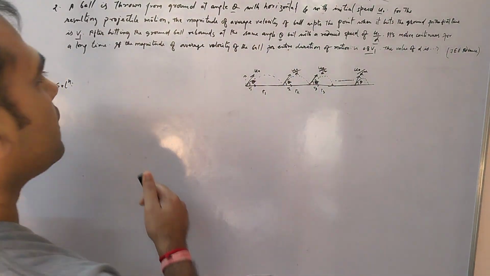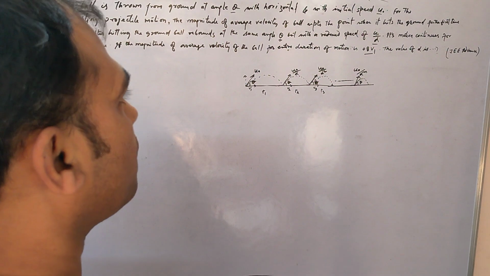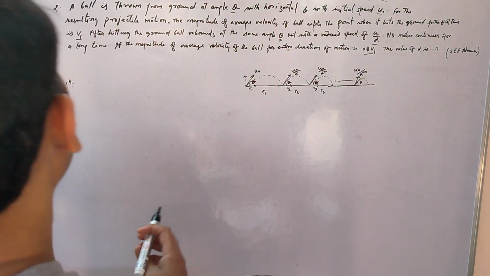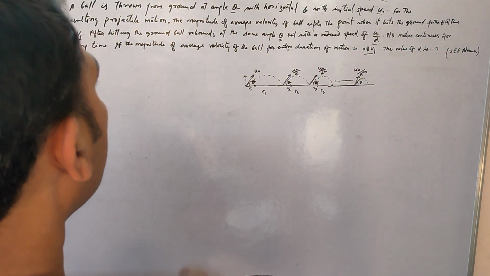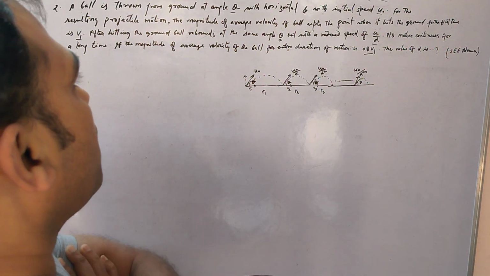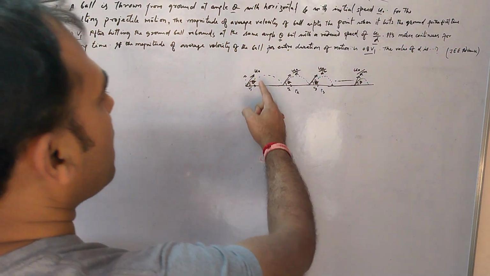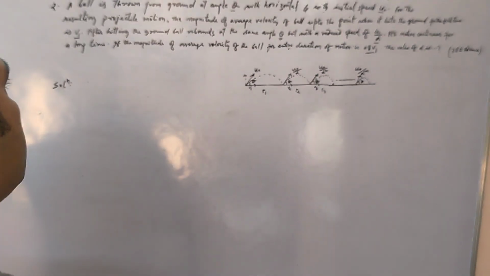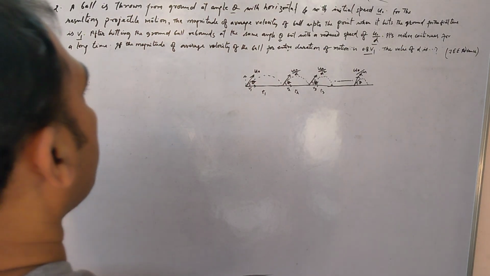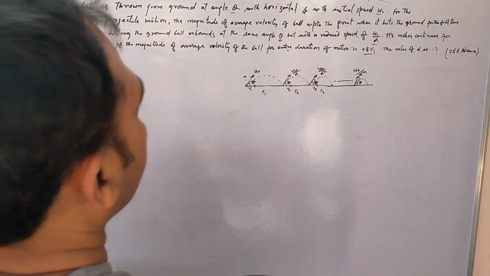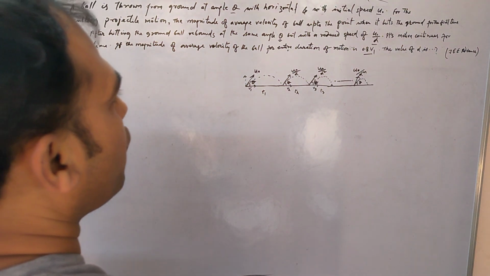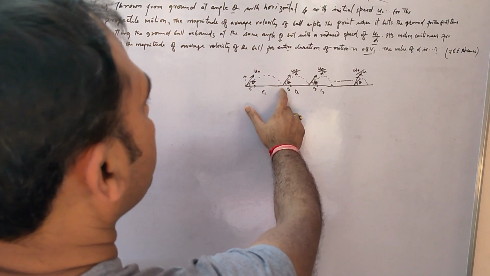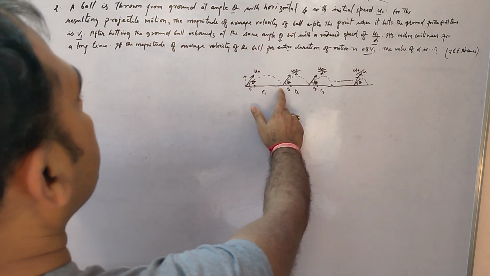So now here is another question from JEE Advanced. The question says a ball is thrown from the ground at angle theta with the horizontal and with initial speed u naught. For the resulting projectile motion, the magnitude of the average velocity of the ball up to the point when it hits the ground for the first time is v1.